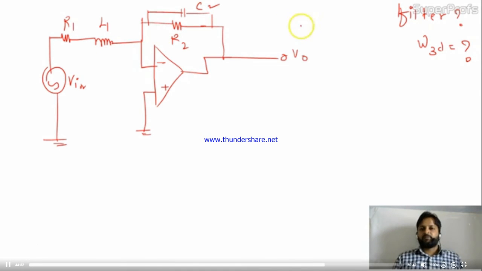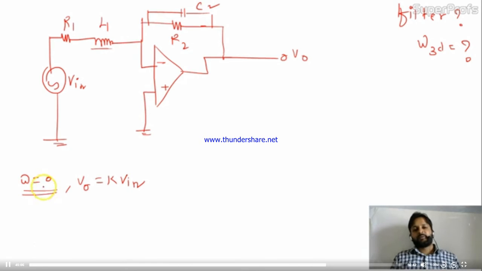See, at omega equal to 0, we'll check. If omega equal to 0, the inductor will be short circuited and the capacitor will be open circuited. It means the circuit is complete, nothing else is there. We just connect it to V in, and the circuit will get the output.